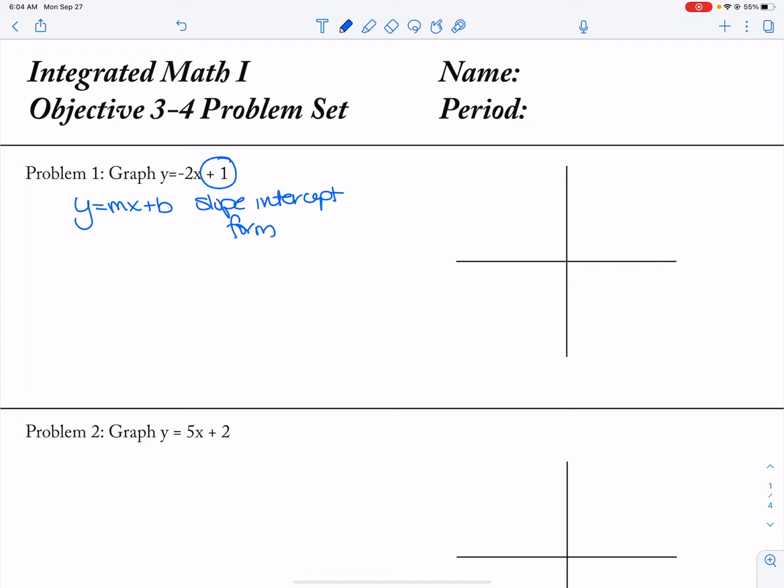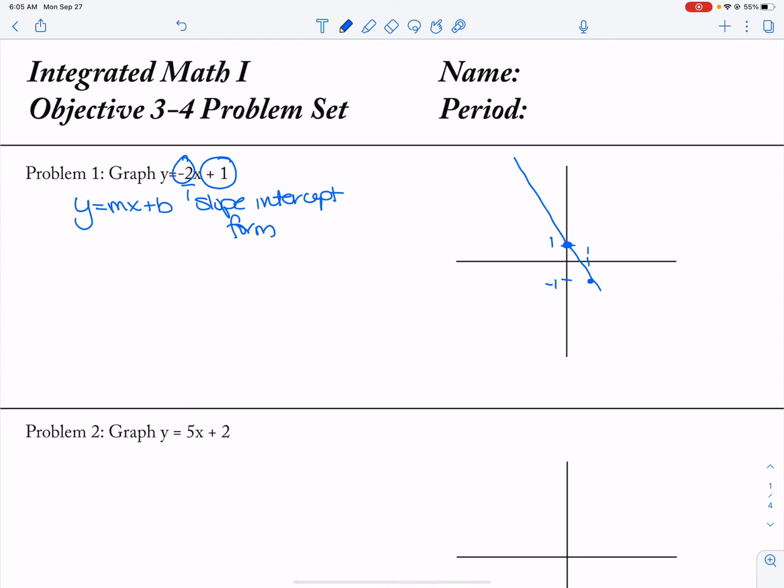Which means that I take my number that's at the end that's being added or subtracted, and I graph that on my y-axis. And then I do my slope. So my slope is -2/1. So I go down 2, to the right 1. And then I connect my dots.